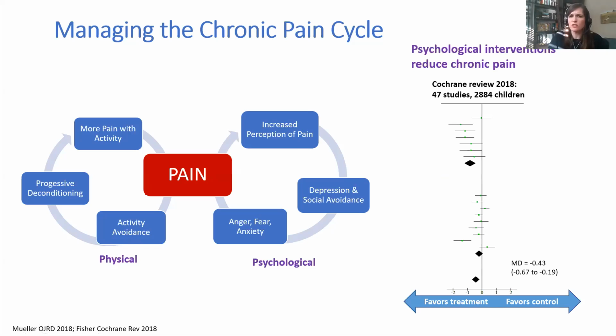So psychological interventions are really critical for patients with chronic pain. I think this is particularly true in children because we're trying to set them up to have tools and coping mechanisms to deal with pain over the long term. And indeed, there's been a Cochrane review in children with almost 3,000 children showing that psychological interventions such as cognitive behavioral therapy are very helpful in reducing chronic pain.